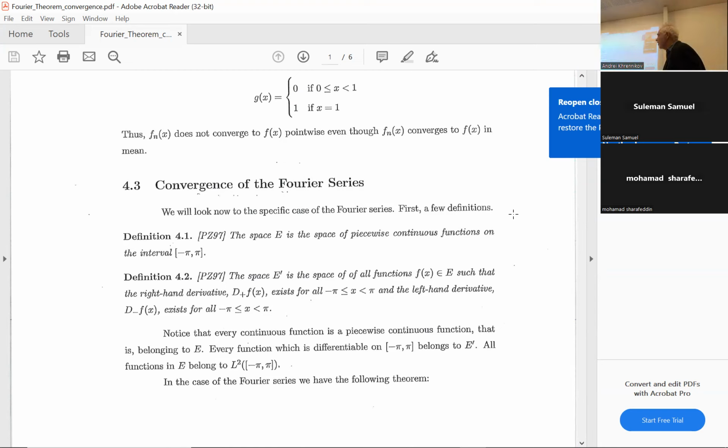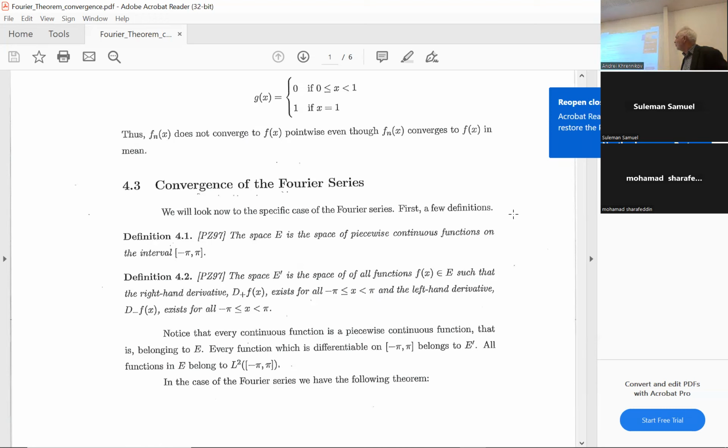Piecewise continuous. So the function is pieces of continuous functions. Somewhere it jumps, but we always want that the limit from the left-hand side exists and the limit from the right-hand side exists. So this is the space which we call E.